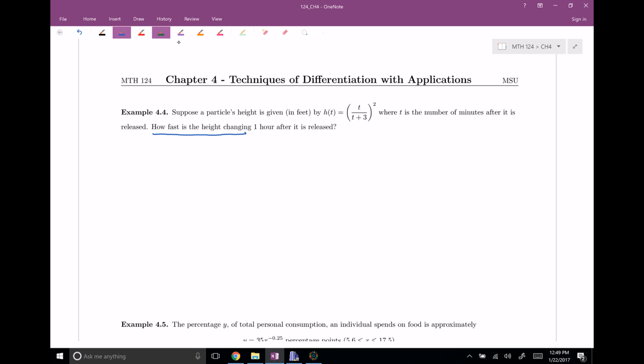Now this is a little bit tricky here, because t is supposed to be the number of minutes. So 1 hour is going to be the same thing as 60 minutes. So all of this information combined, these words are telling me that I want to find h prime, the derivative of h, which tells me how fast it's changing at a specific time. And that specific time is 60 minutes. So my goal is to find h prime of 60. Notice when I take the derivative here, we're going to have to use the chain rule, because there's one function, this t over t plus 3, inside of another function. It's being squared. So let's go ahead and try taking the derivative of this.